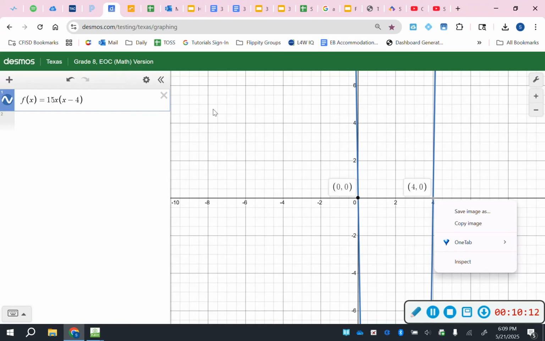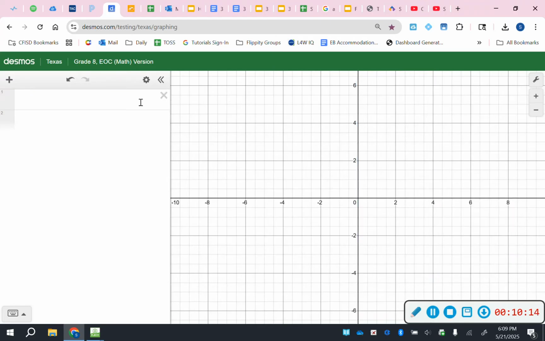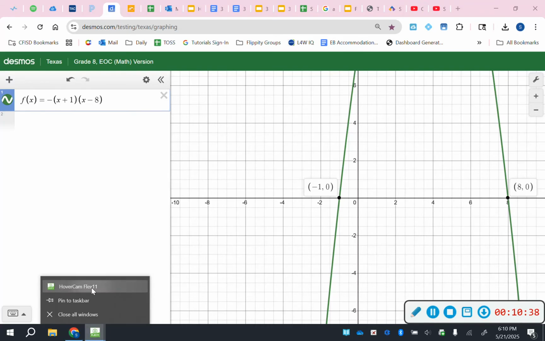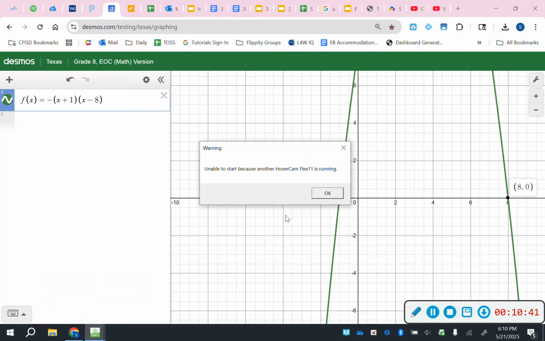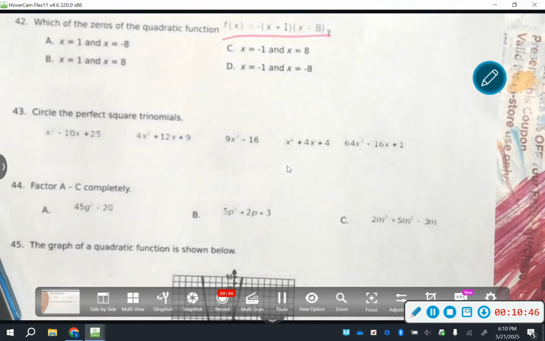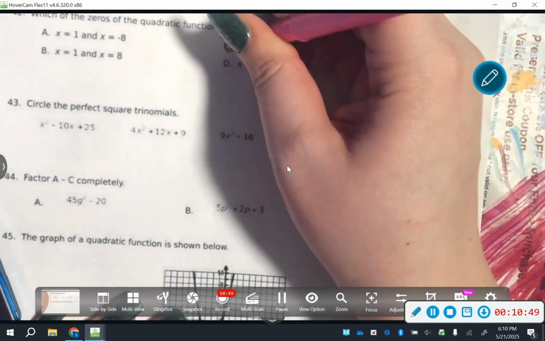For 42, here's our equation. F of x equals negative (x plus 1)(x minus 8). Here's my graph. I'm looking at my zeros. I got one here at negative 1. I got one here at positive 8. Please switch back, I don't have to start over. Okay, so negative 1, positive 8. Our answer is C.